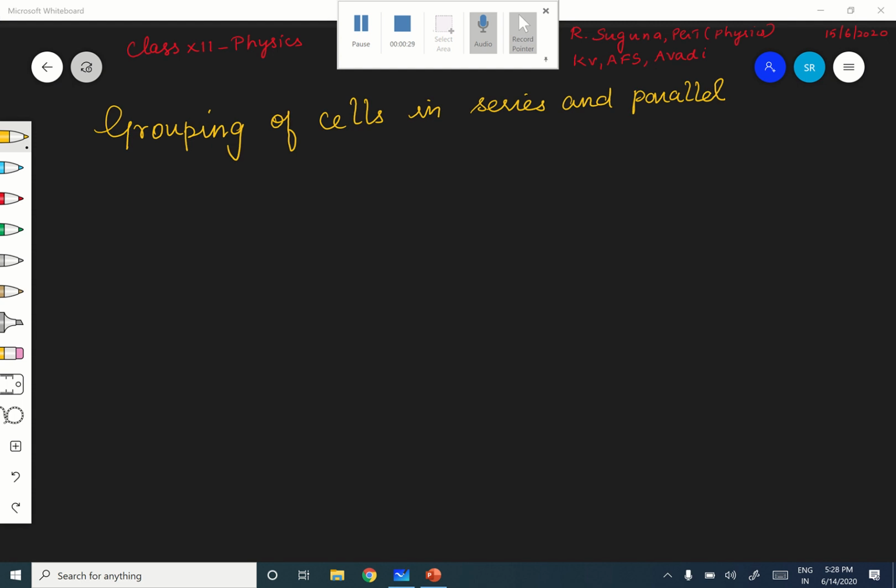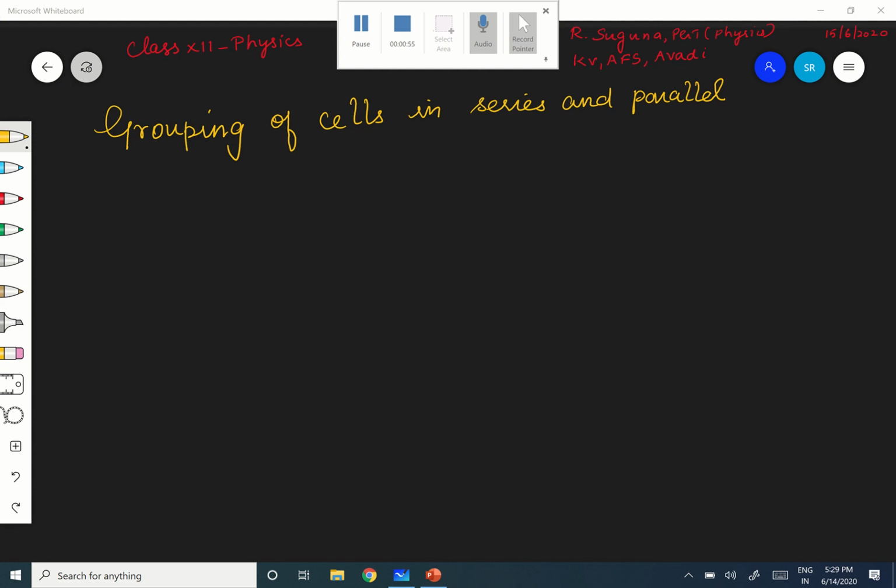Then what will happen to their total effective EMF after combining both the cells in series or both the cells in parallel? What will happen to the net EMF or equivalent EMF and equivalent internal resistance? And what happens to the current that is drawn from the cell combinations, series and parallel? Everything we are going to see one by one.